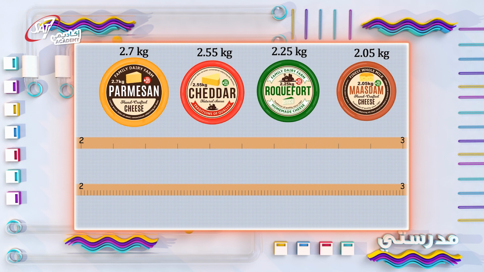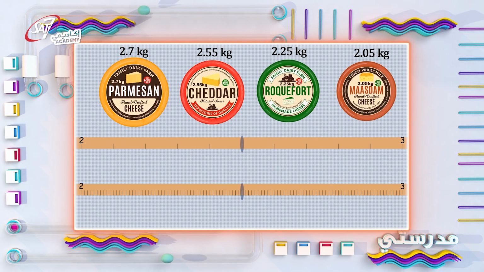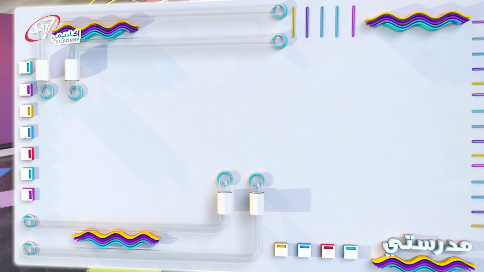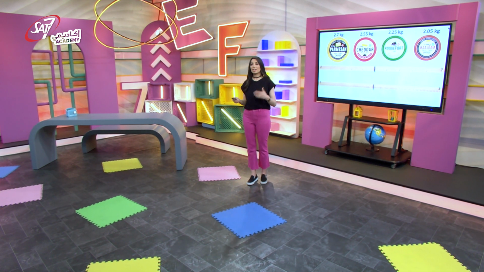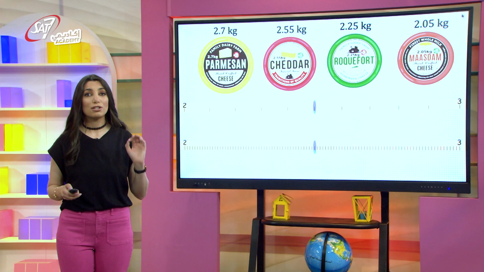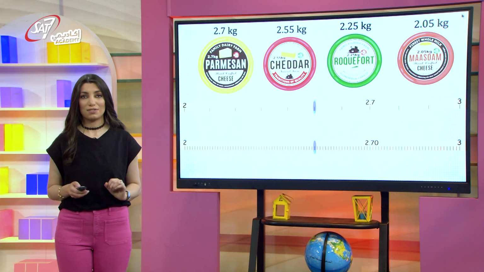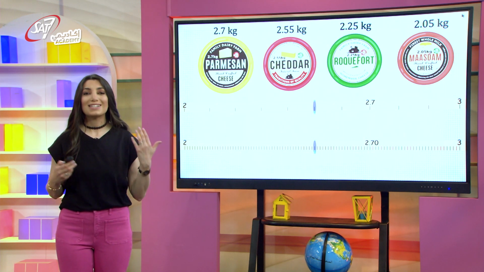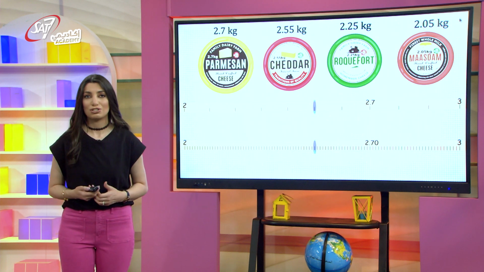Sarah needs 2.5 kilograms. How can we express half in decimal? Sarah needs 2.5 kilograms of cheese, or 2.50. None of the packages contains this amount. Which one is the closest to it? The first package contains 2.7 kilograms, which is the same as saying 2 and 7 sections out of 10, or 2 and 70 sections out of 100.